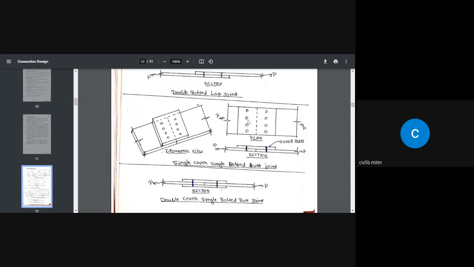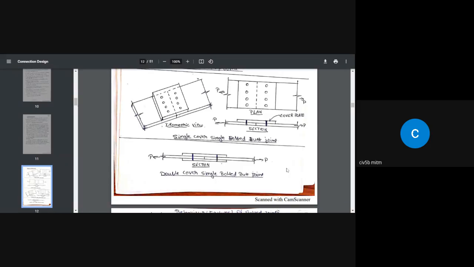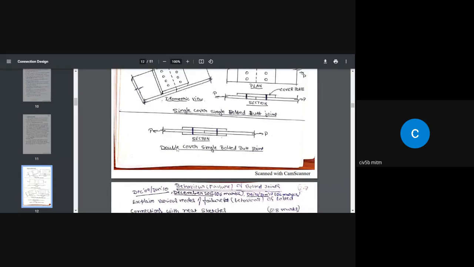Single bolted means we are providing only one line. We should not consider this as two. Whenever we analyze and design a joint, we are going to consider only 50% of the joint, one half of the joint, and we are going to analyze and design it, and whatever bolts, whatever spacing comes, we are going to replicate on the other side. So here it is a single bolted butt joint, single bolted, single cover, because we have only one cover plate provided.